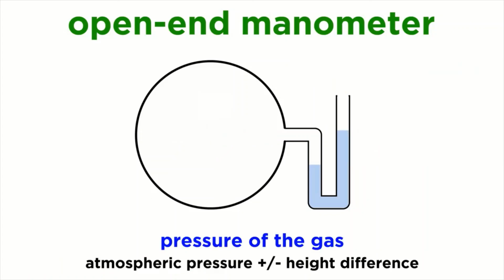We may have to add the height difference to atmospheric pressure or subtract it from atmospheric pressure, depending on which arm is taller, as the gas may be pushing with more force, or the atmosphere may be pushing with more force.